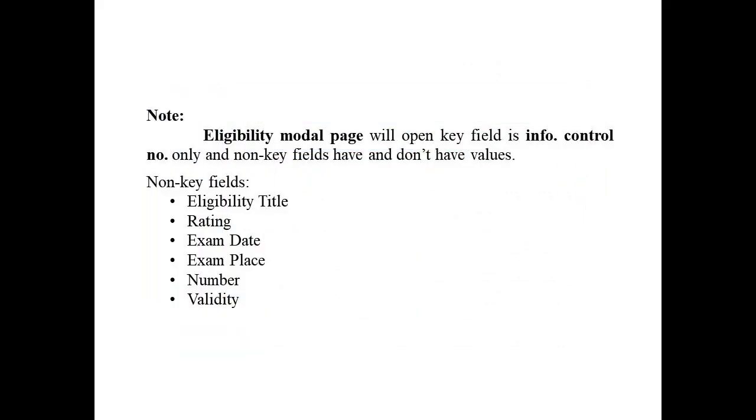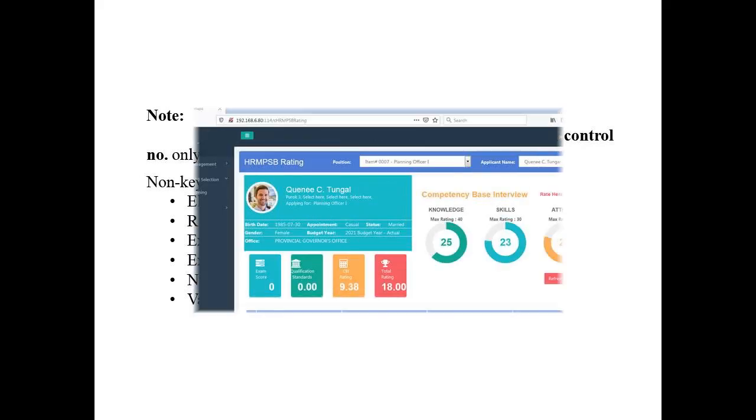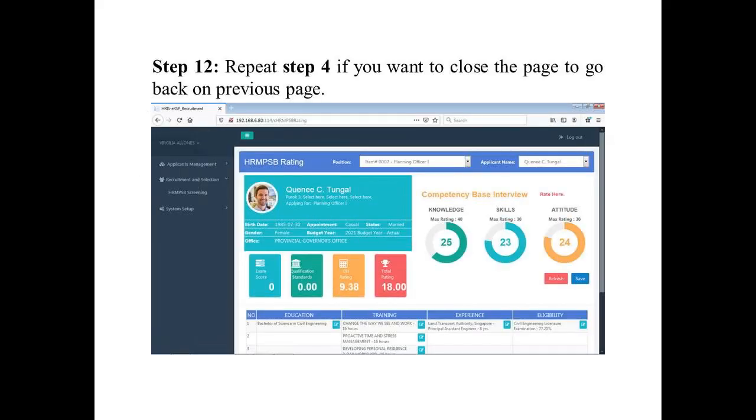Note: the Eligibility modal page will open with key field as info: Control No, only, and non-key fields that have and don't have values. Non-key fields: eligibility title, rating, exam date, exam place, number, validity. Step 12. Repeat Step 4 if you want to close the page and go back to the previous page.